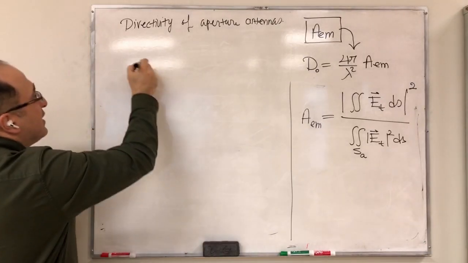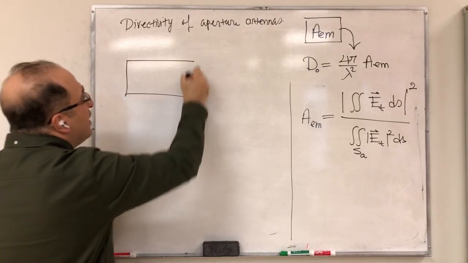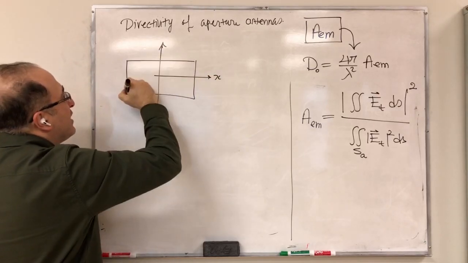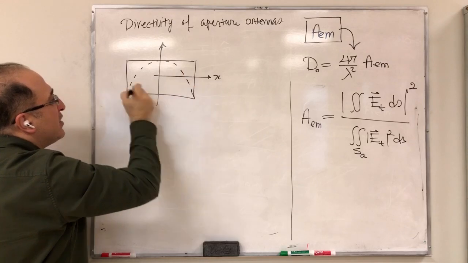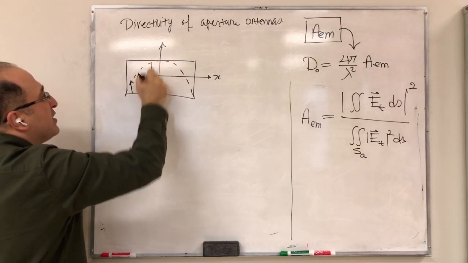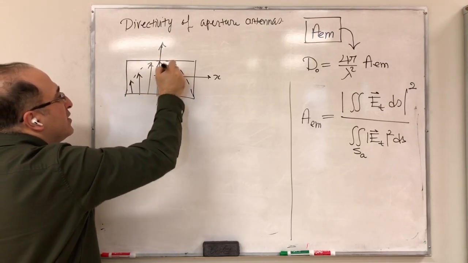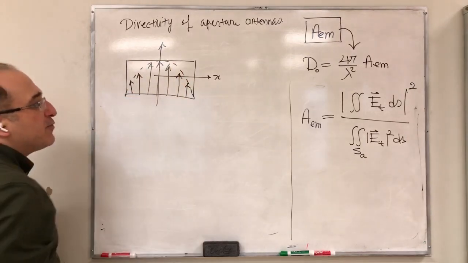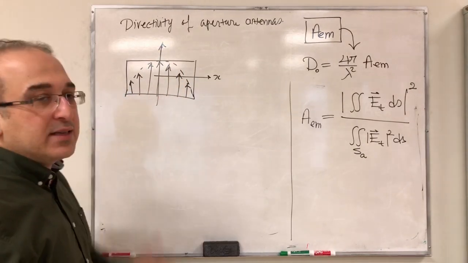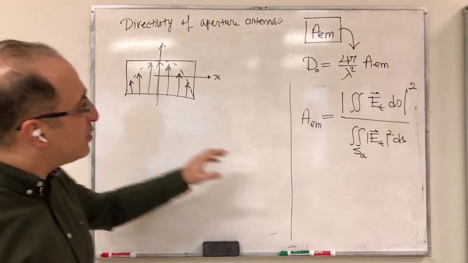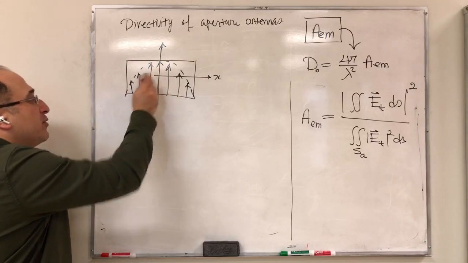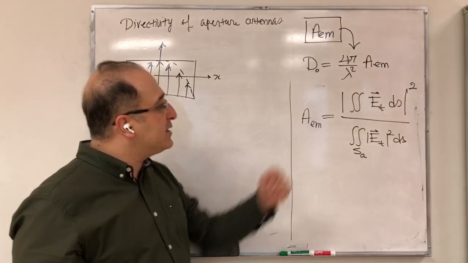For example, in the case of an open-ended waveguide antenna where we have X and Y, remember that this was the electric field over the aperture that we had. So this was my electric field. And as you see, the electric field that matters is, of course, the one tangential to the aperture, so this is the subscript T. If I have a field that is perpendicular, it is not in this equation.